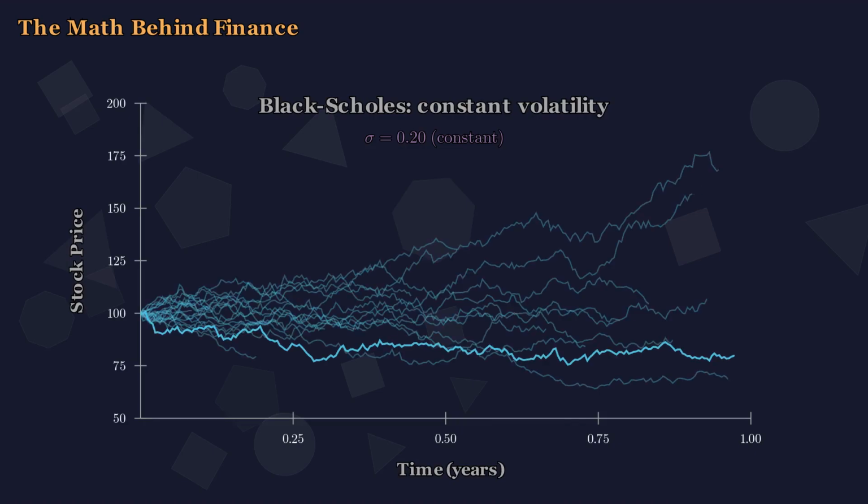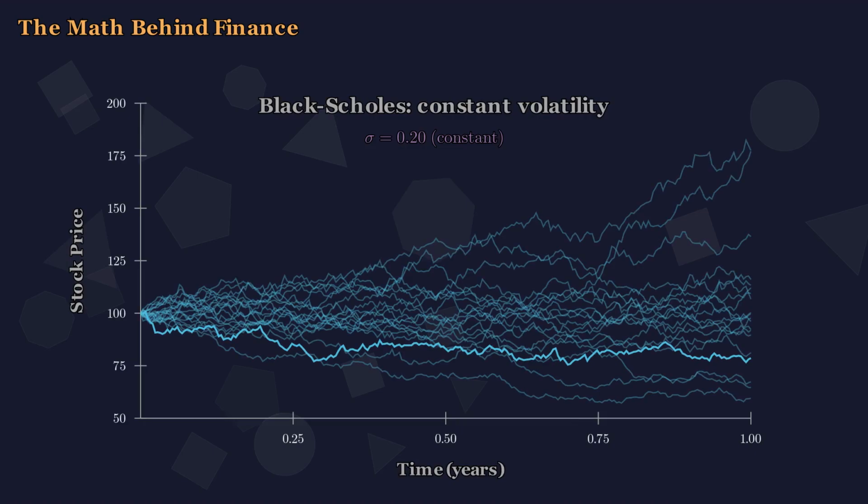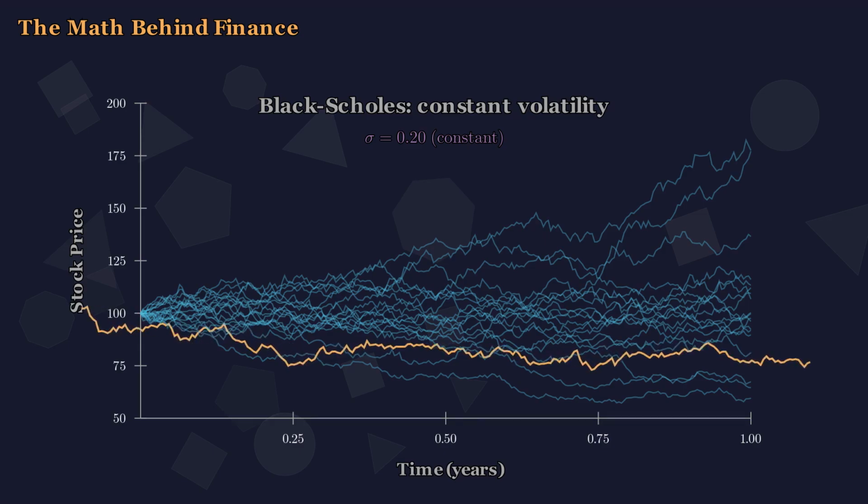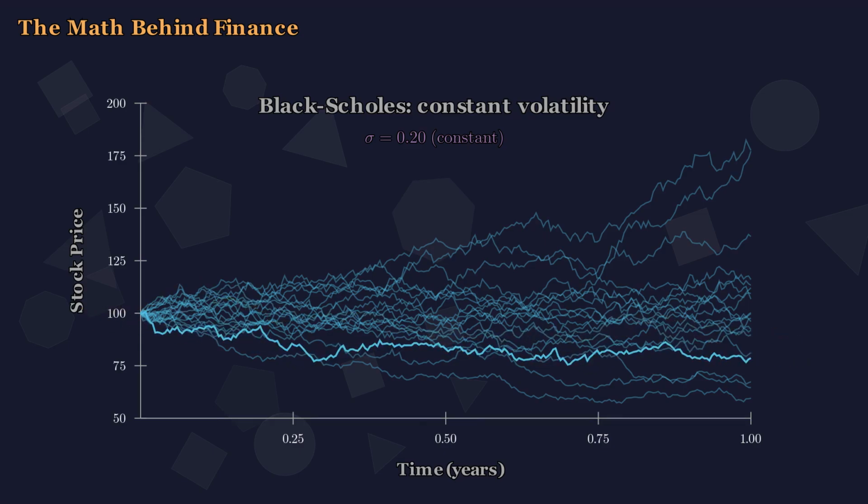Here are 20 possible stock price paths under Black-Scholes, all starting at 100, all sharing the same constant volatility of 20%. Watch the shape of the fan. It widens over time, but the rate of widening is steady, predictable. Every path experiences the same amount of randomness at every instant. This is the Black-Scholes world. Uncertainty grows smoothly like a cone expanding at a fixed angle. There are no surprises in the volatility itself.